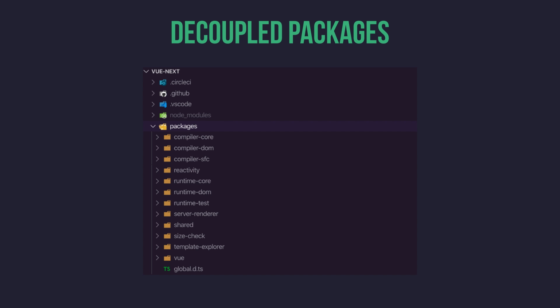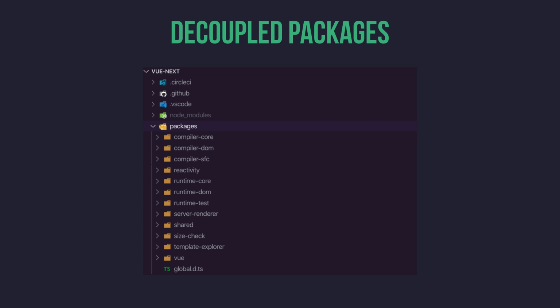And then I talked about decoupled packages. So the 3.0 code base has migrated to a monorepo format, which means they've split the internals into well-defined packages, each of which contains its own API contract and test suites. So if you're looking at the list there, Reactivity becomes standalone, which means if you wanted to, you could import and use it without the rest of Vue, which is really cool.